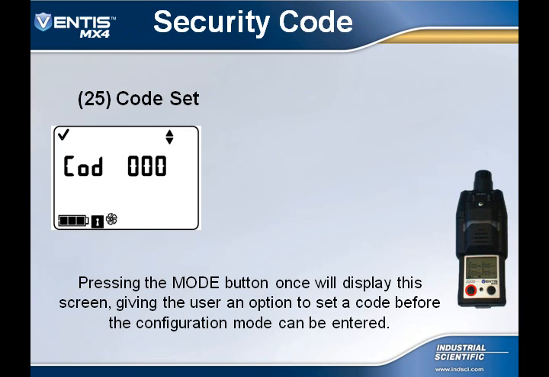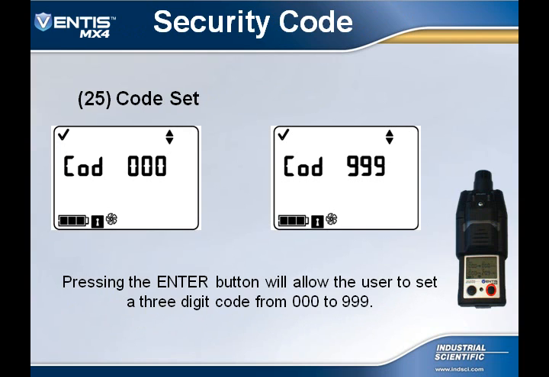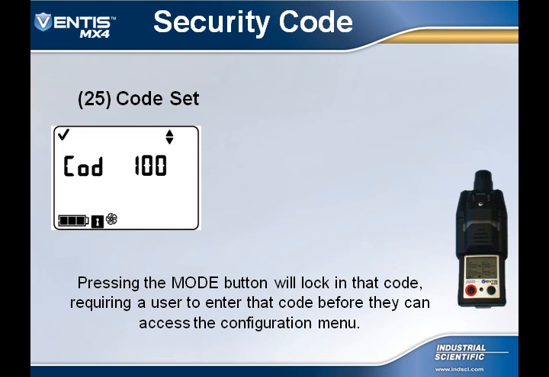The next screen displayed is the Code Set screen. This screen allows the user to set the 3-digit access code that must be entered before entering in the configuration mode. Pressing the Enter button allows the user to set a 3-digit code from 001 to 999. Pressing the Mode button on the desired code will lock in that number. This number will then be required to be entered before accessing the configuration menu. This example shows a code entered of 100.